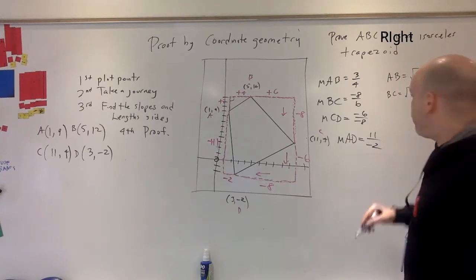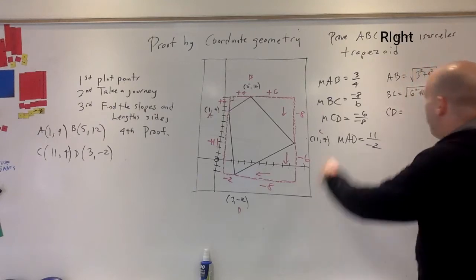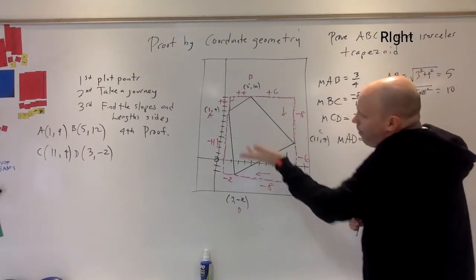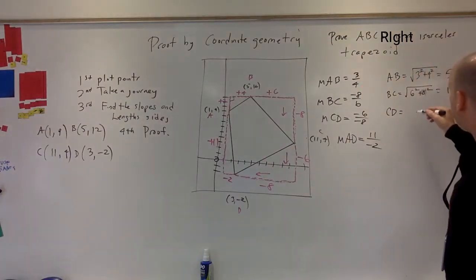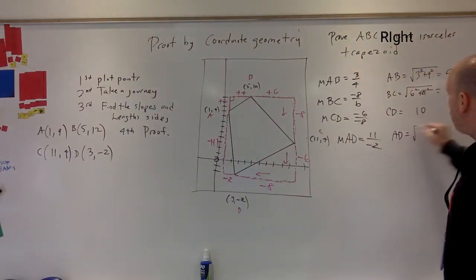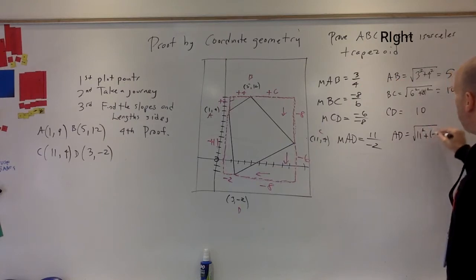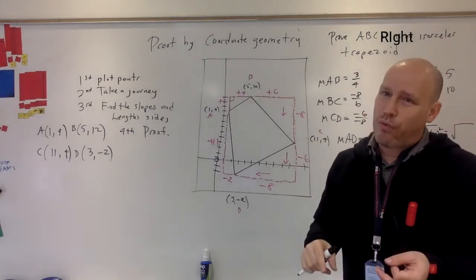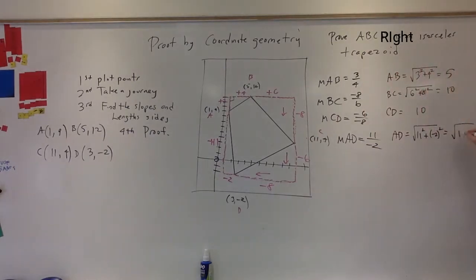Next, what is the distance of CD? Well, it's the same numbers. These lines are in different directions, but it is the same number. And what is the length of AD? Well, it's the square root of 11 squared plus negative 2 squared. Let's see, 11 times 11 is 121. 2 squared is 4. The square root of 125.